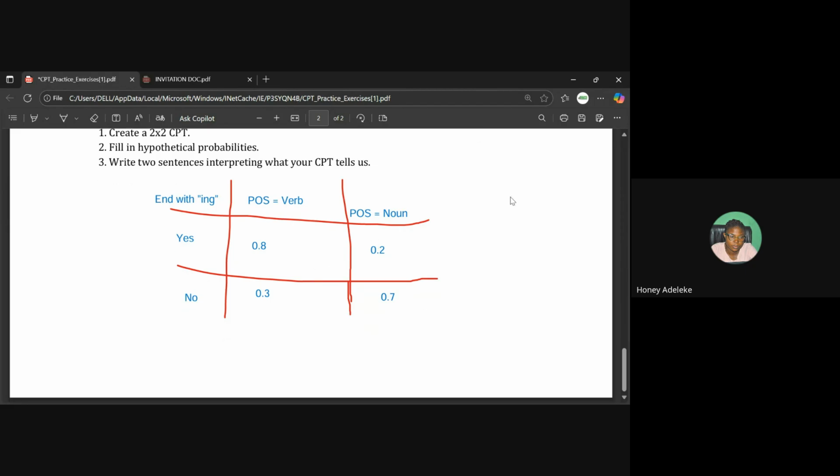Looking at this, I want 2 people to give me one sentence each of what you can pick from this table, and then we call it a day. We have 6 minutes to the end of the class. Maybe 1 person from statistics and 1 person from linguistics. If a word ends in "ing", there is an 80% chance that the part of speech is a verb.